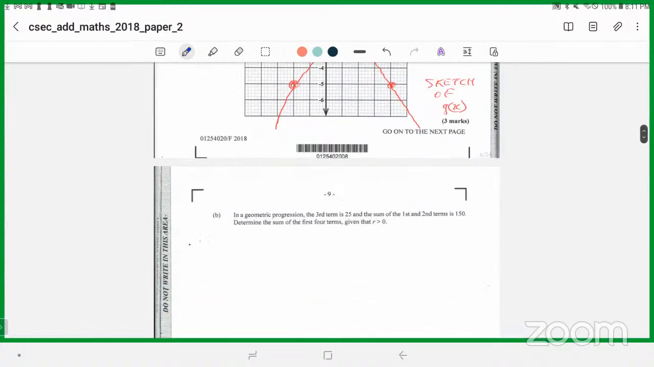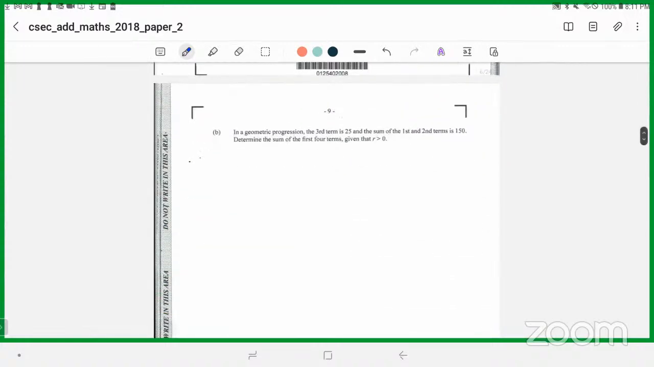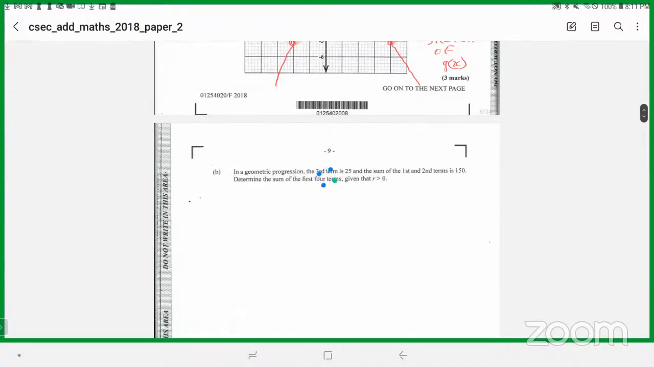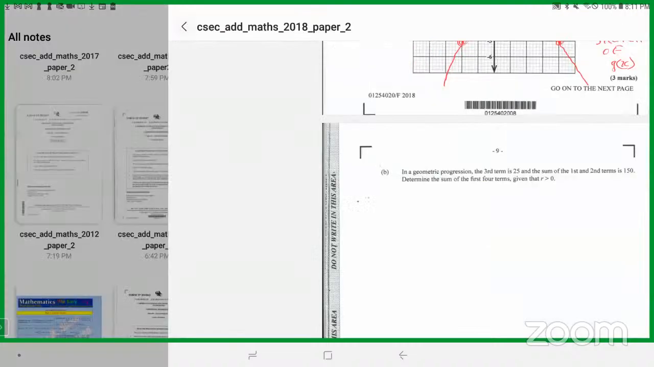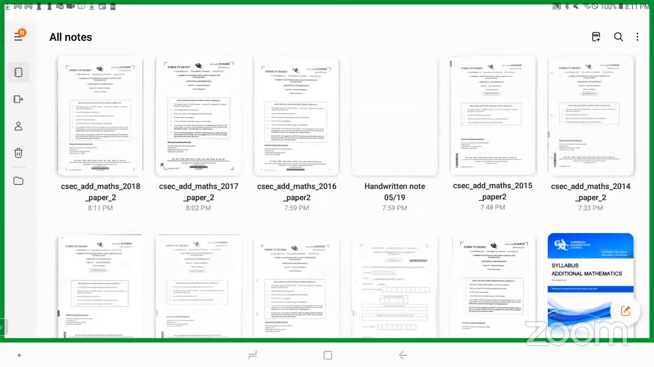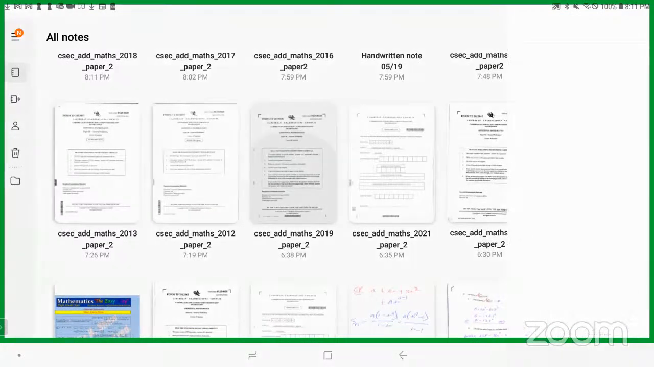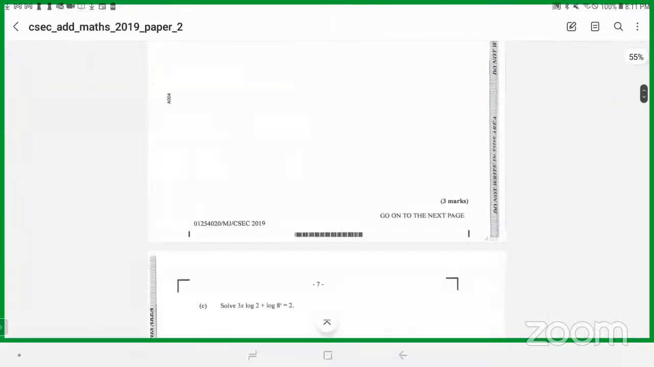All right, I think that finishes that question. This is a GP. 2018 done. 2019. 2019, where are you? Right here. 2019 quadratic. Let's see.